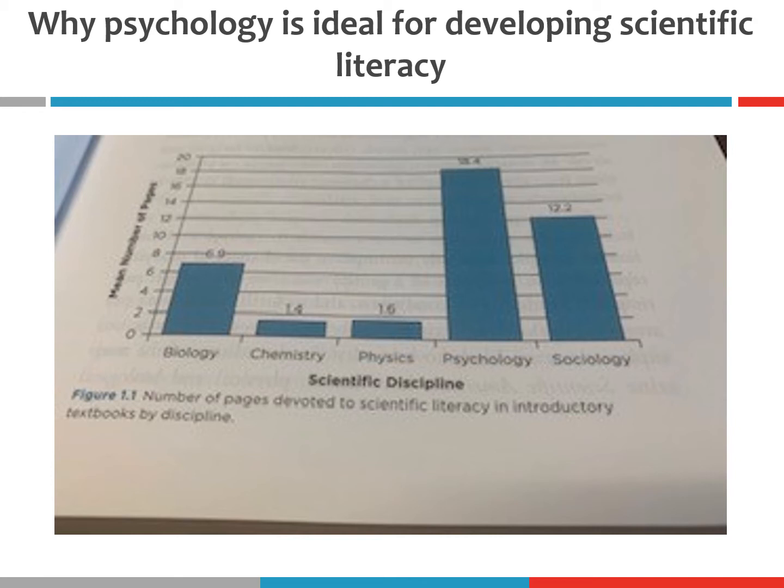So chemistry and physics introductory textbooks have 1.4 and 1.6 pages respectively devoted to discussion of scientific literacy. Biology has 6.9 pages devoted to scientific literacy. Sociology has 12.2 pages devoted to scientific literacy. And psychology wins by a landslide with 18.4 pages devoted to scientific literacy. So again, what that suggests is right out of the gate, people studying psychology are being informed about scientific literacy.